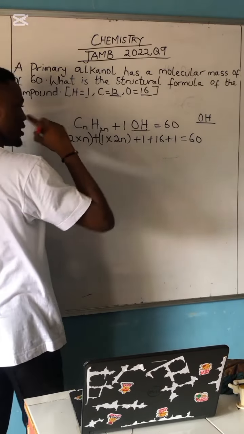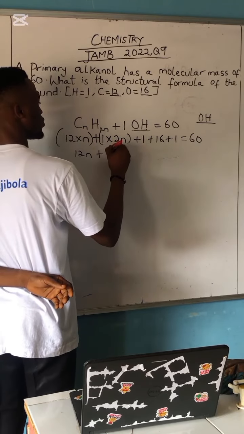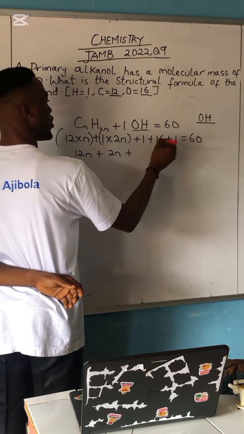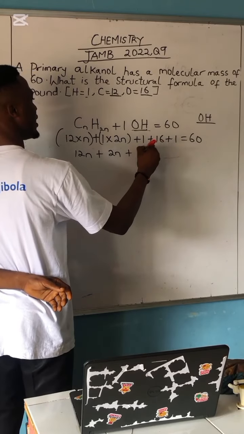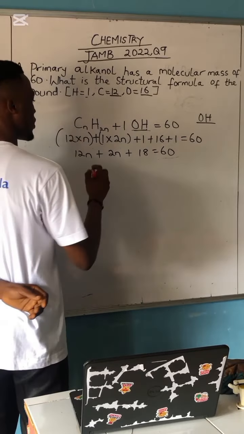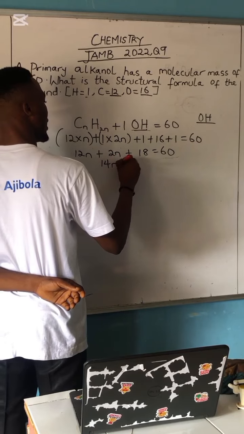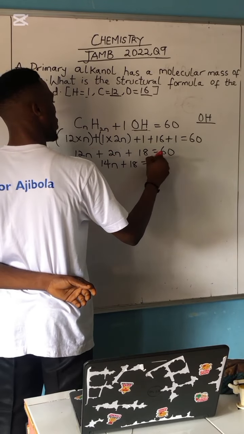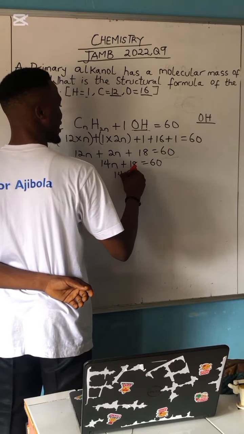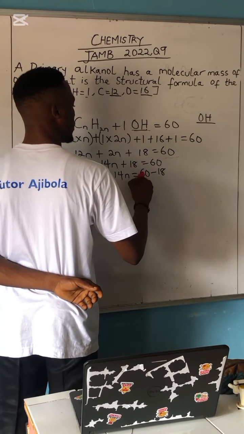Let's write like this. Now let's proceed. 12 times n would give us 12n, plus this would give us 2n, plus 16 plus 1, 17. This is 18, is equal to 60. Please take note of that. Now 12n plus 2n, that will give us 14n plus 18 is equal to 60. And let's collect our like terms. 14n is equal to 60 minus 18.